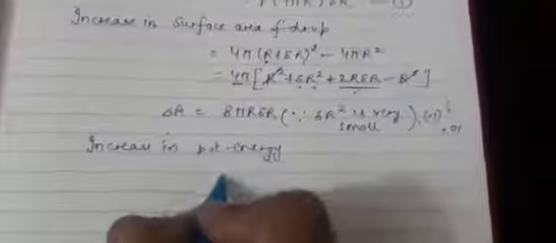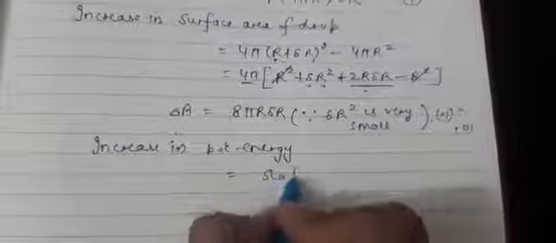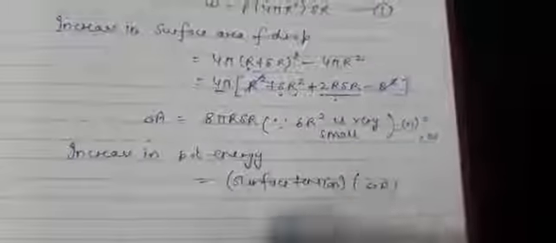Now, as this is the increase in area, what will be the increase in potential energy of this drop? How will we express it? We will express it in terms of surface tension multiplied by increase in area. This increase in area is del A. So it is S into 8 pi r del r. Let it be equation 2.